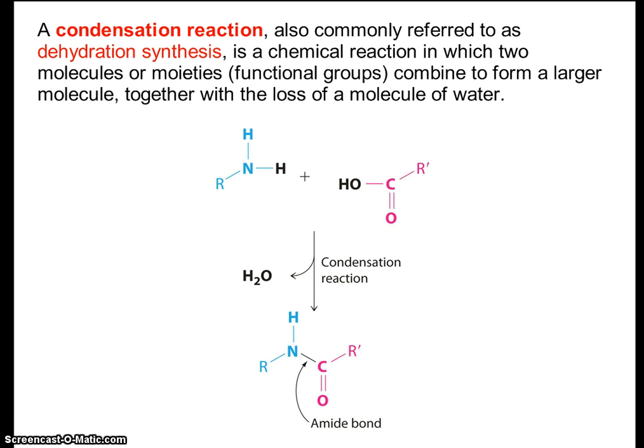A condensation reaction, also commonly referred to as a dehydration synthesis, is a chemical reaction in which two molecules combine to form a larger molecule together with the loss of a molecule of water. The key thing to remember is that there are functional groups sticking off the ends, and usually it'll be an H and an OH right next to each other, and you can see that's where the water comes off. That's why it's called a condensation reaction, and in this case we're making an amide bond, and two molecules have been linked together to make a larger molecule.